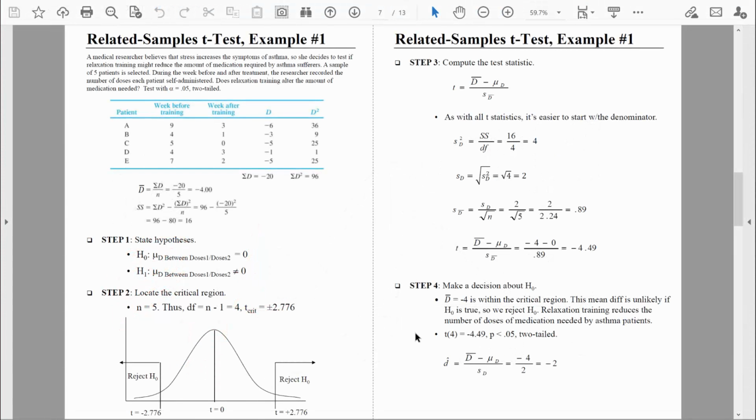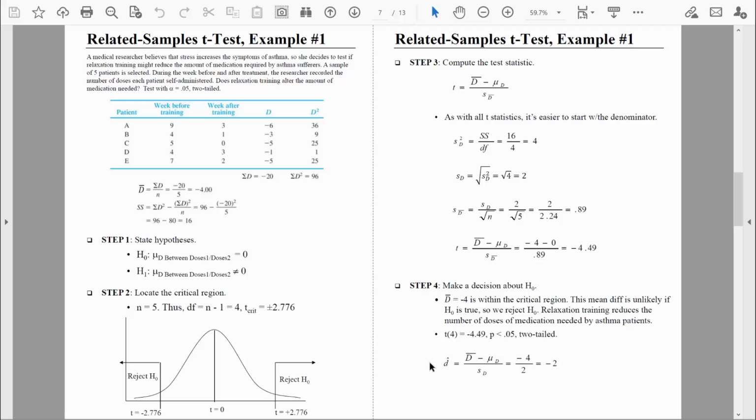So this is how we would write it up. We did a t-test with 4 degrees of freedom. The t-value that we computed was equal to negative 4.49. The probability of finding that result just due to sampling error is less than 5% based on a two-tailed test.